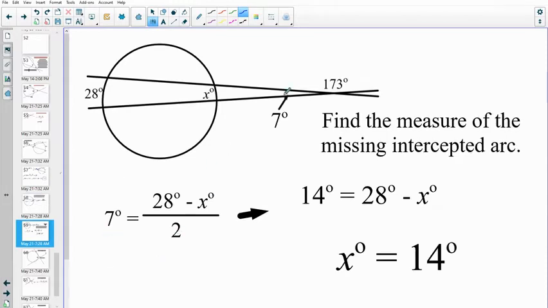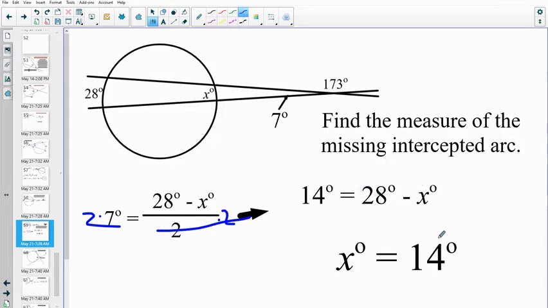Again, 7 degrees, the angle between the two chords, is equal to this difference, 28 minus x. I knew that 28 was the bigger of the two arcs, so I did 28 minus x divided by 2 from the formula. So multiply both sides of the equation by 2, so I can cancel those out. This feels similar to what we did on Friday. And now we got 14 equals 28 minus x.